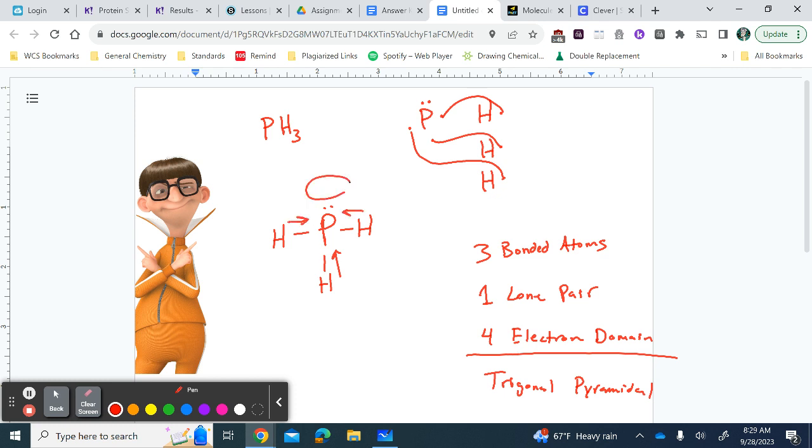There's no pulling at the top. So we would consider this uneven pulling or polar bonds. Most trigonal pyramidal molecules you will encounter are polar bonds. A general rule of thumb you can follow is if you have a symmetrical molecule, you have a nonpolar bond.